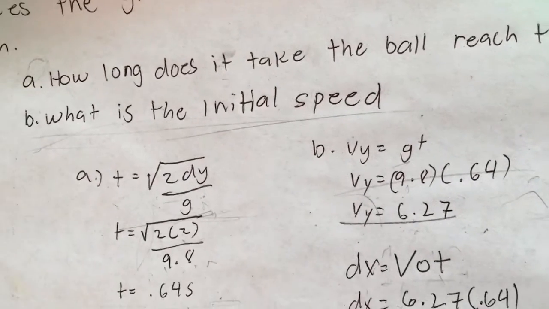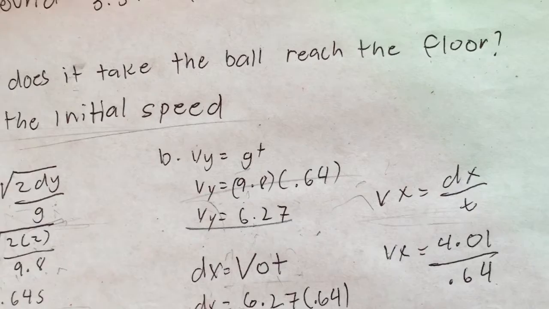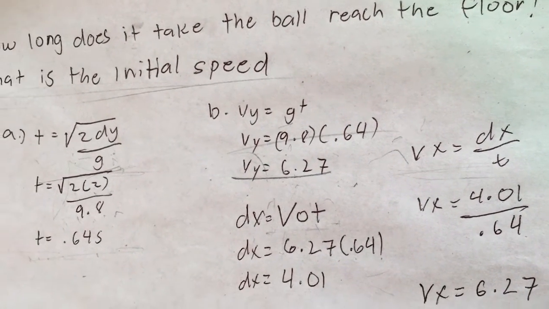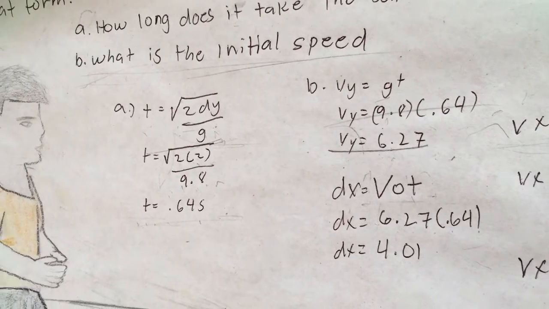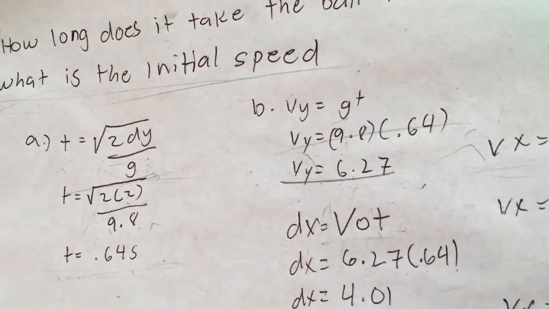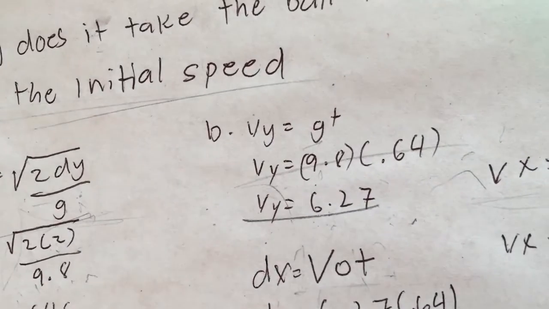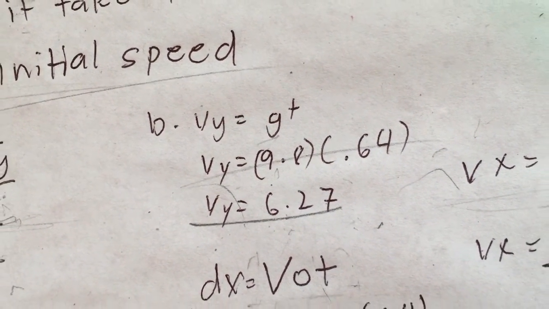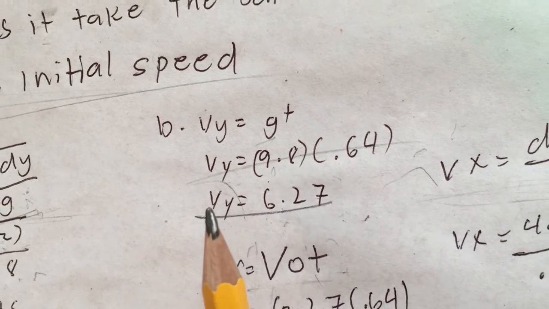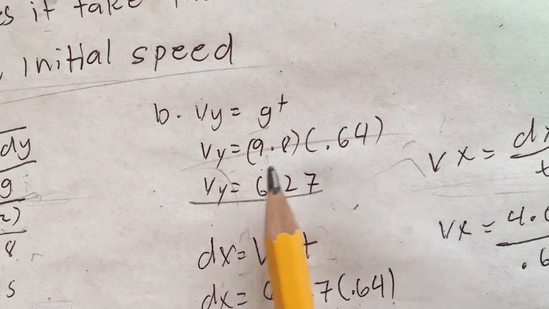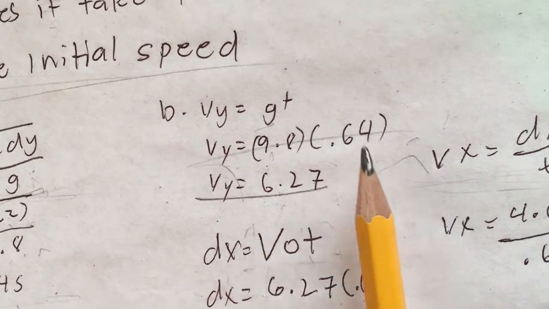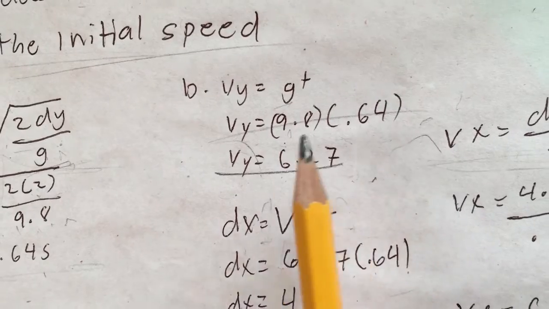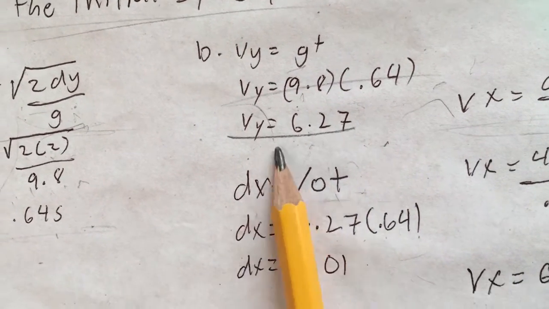Initial speed is equal to dx over t. Some of the variables are missing, so we need to start from the very first. First is Vy. Vy is equal to Gt. Gt is equal to 9.8 times 0.64. 9.8 times 0.64 is equal to 6.27.